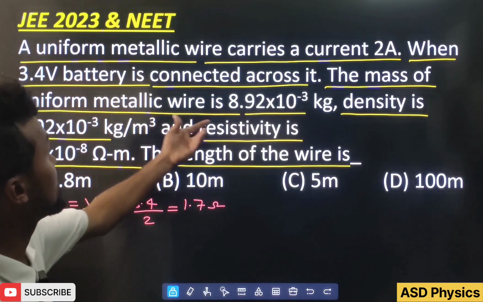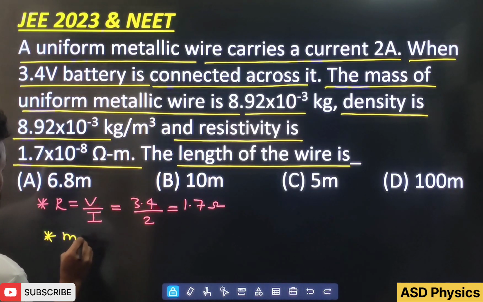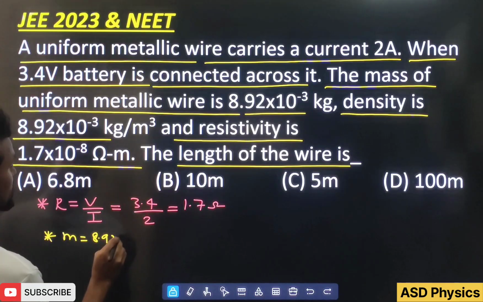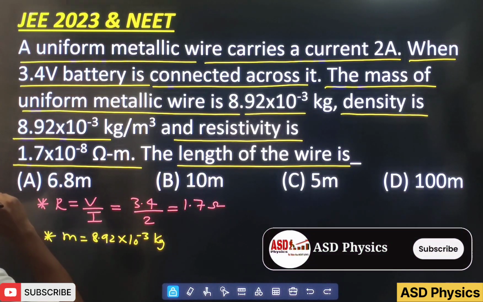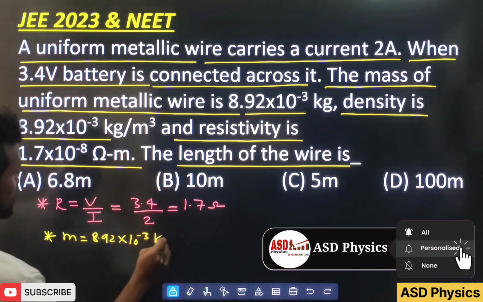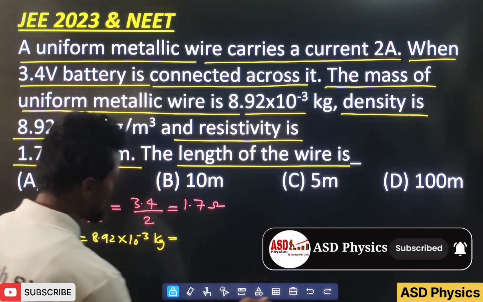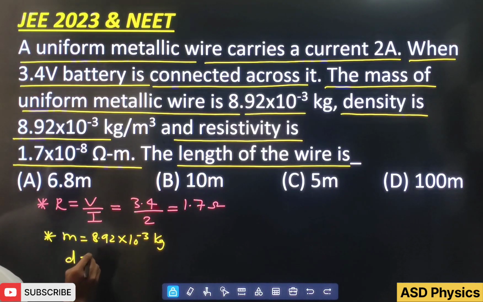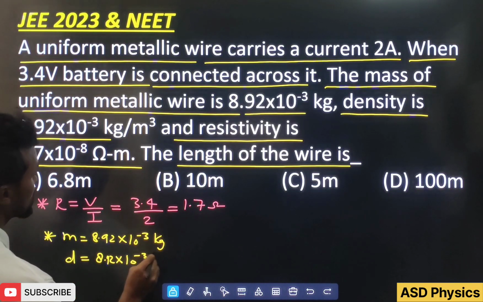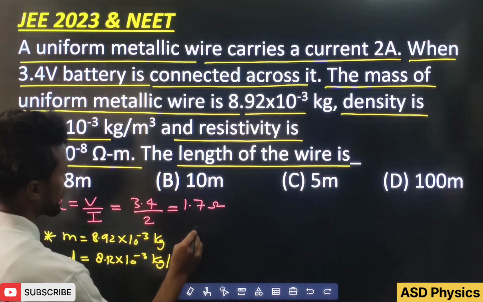The mass of the wire is given here. What? The mass is given here: 8.92 into 10 power minus 3 kg. Okay. And the density is given here. In this question the density is somewhat different, but okay, I will write the density here. Again, students, 8.92 into 10 power minus 3 kg per meter cube.